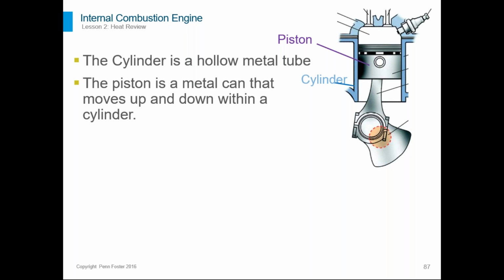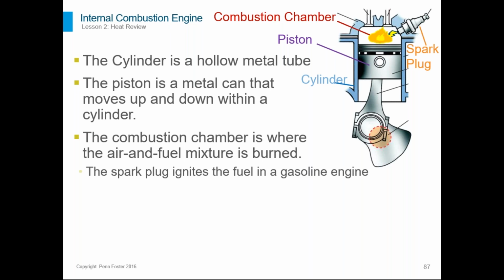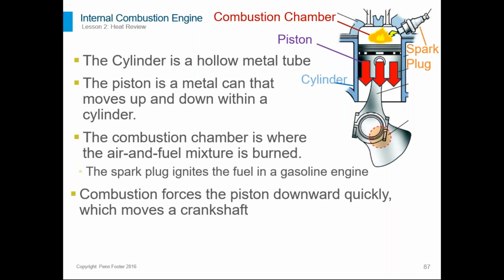So the cylinder is a hollow metal tube in the engine, and the piston is a metal can that moves up and down within the cylinder. The combustion chamber is above the piston. It's where the air and fuel mixture is burned. So this is where the internal combustion happens. The spark plug ignites the fuel in a gasoline engine; that doesn't exist in a diesel engine. And combustion forces the piston down quickly, which moves a part called the crankshaft.